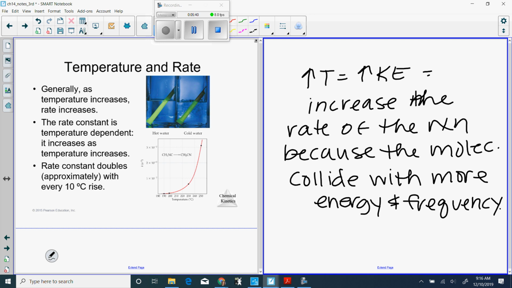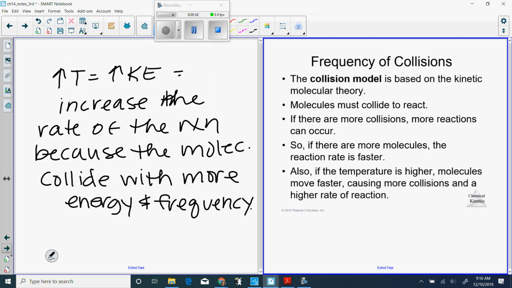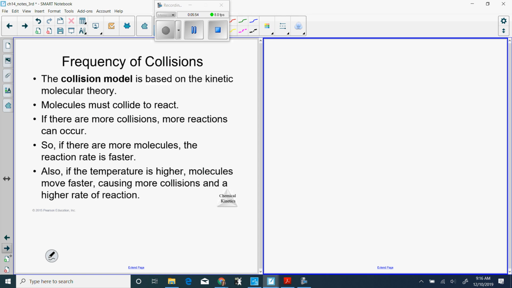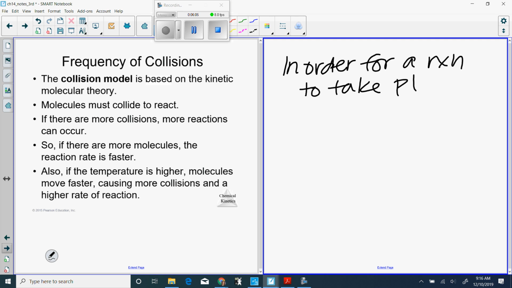Okay? The collision model is really based off of the kinetic molecular theory, which we did in gas laws. Remember, I was teaching you the words. Make sure you're using the words of the kinetic molecular theory. The collision model says three things. In order for a reaction to take place, three things. One, molecules must collide. They have to run into each other, otherwise nothing's going to happen.